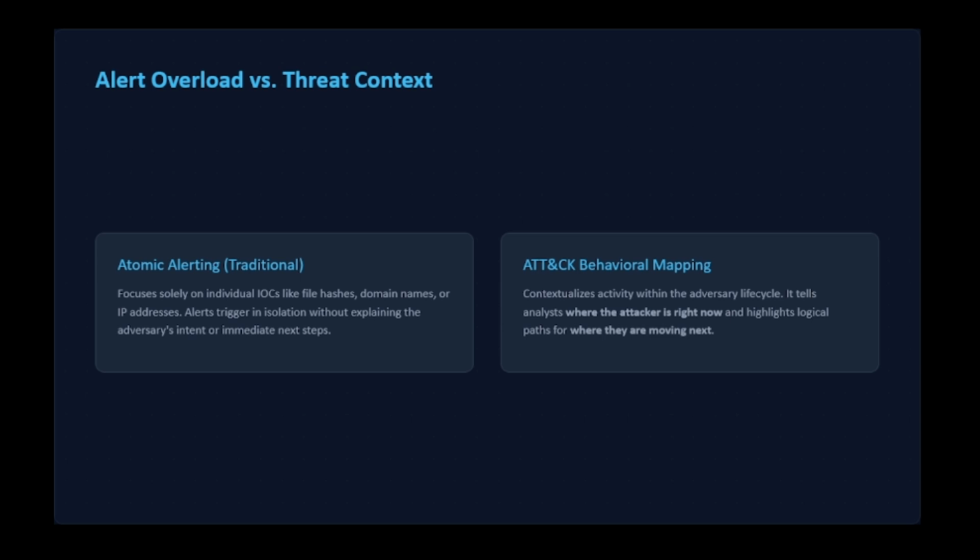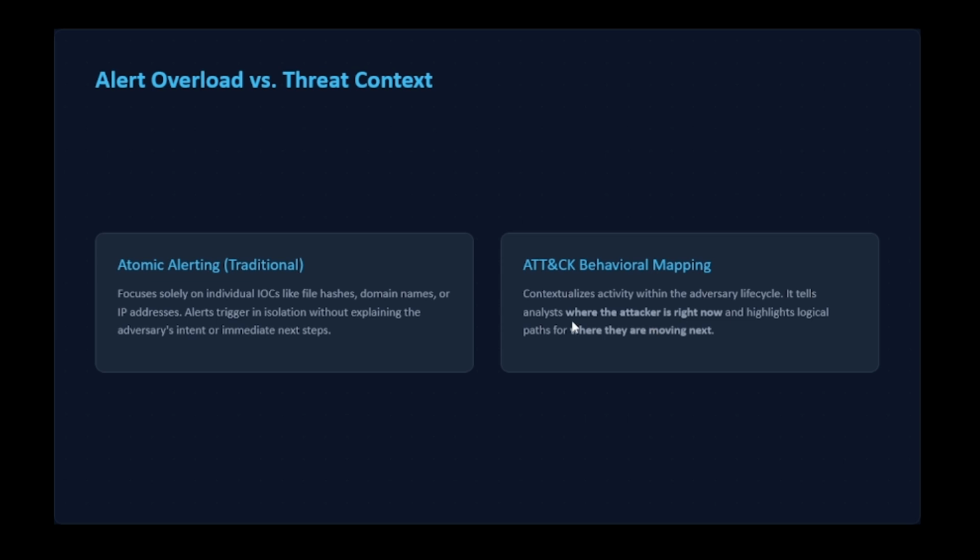Is it a possible command and control domain or IP? Is it a real suspicious file hash, or is it misidentified by the system that filed the alert? So what ATT&CK enables you to do, moving over here, is you begin to map the behavior. So you can actually put into visual representation what's going on within the adversary lifecycle.